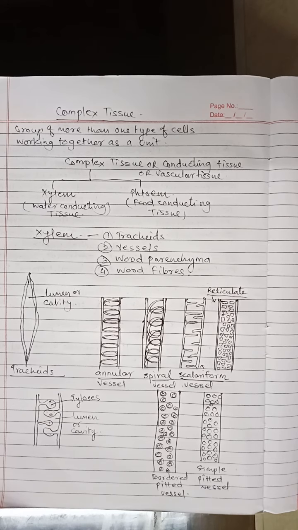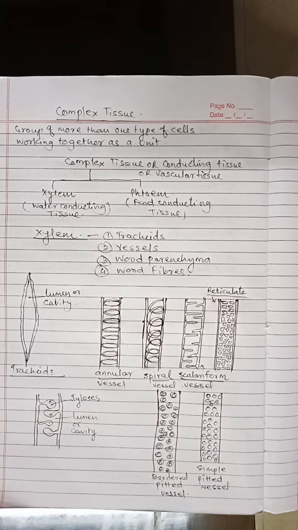And in exarch type, the protoxylem is present towards outside and metaxylem towards the center. Such condition is called as exarch condition. It is found in roots. In mesarch condition, protoxylem is present in the center and towards both the sides of protoxylem, metaxylem elements are present. It is called mesarch xylem. Such type of mesarch xylem is found in gymnosperm, that is cycas.